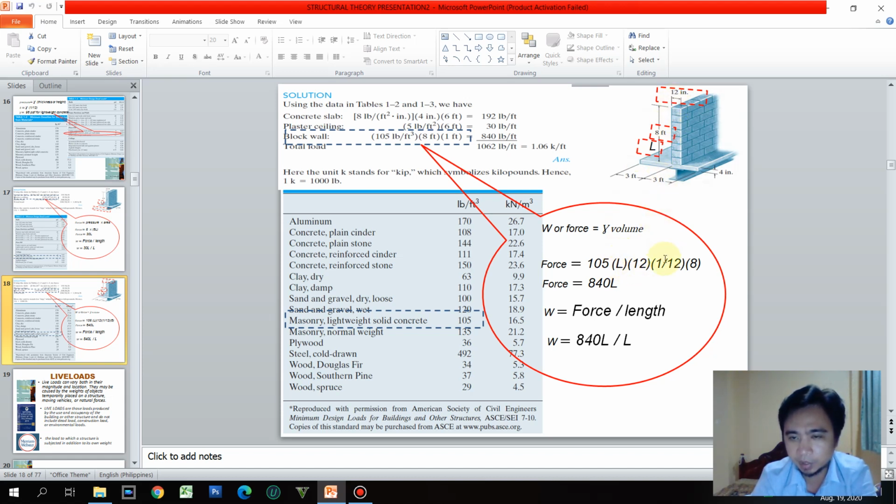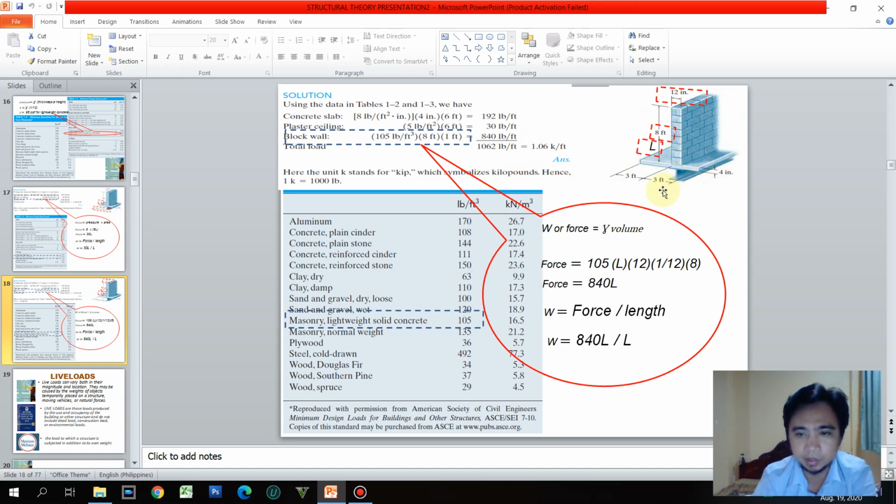This is 12, but we should convert that into feet, and then multiply it by the height 8. Therefore we have here 840 L. Again, distributing that along the length, we divide it by the length, or 840 L all over L. L will just be cancelled here to come up with 840. To sum up, we have 1062 pounds per feet, the distribution along this length.